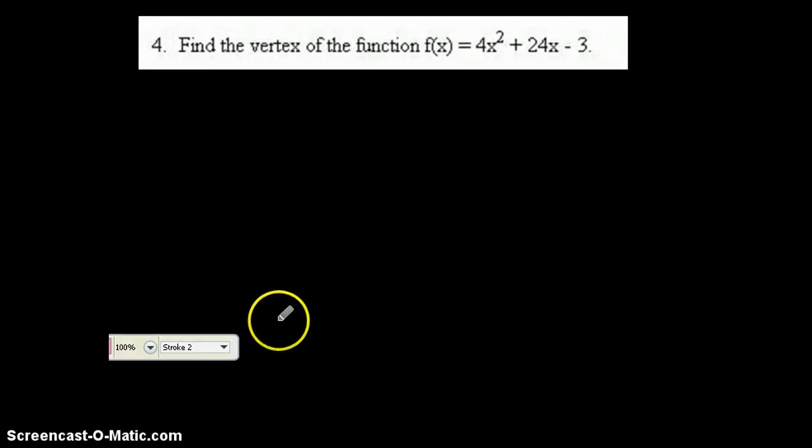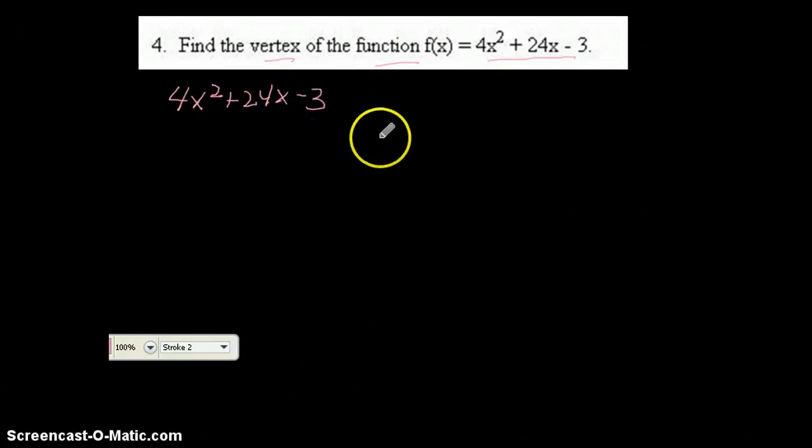Okay, I think we're going to be able to get one more question in here. Find the vertex of the function. Now, you may remember we saw this function before. So here we go, 4x squared plus 24x minus 3. Someone says, well, I'll just plug that in my calculator and get it. And yeah, you can. Now you know it's going to have this shape, right? Find the vertex. Well, the vertex is right here.